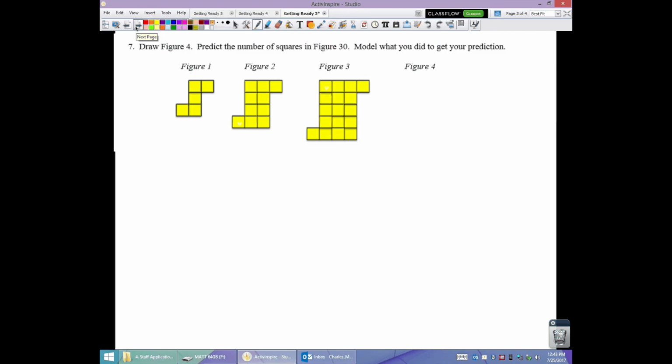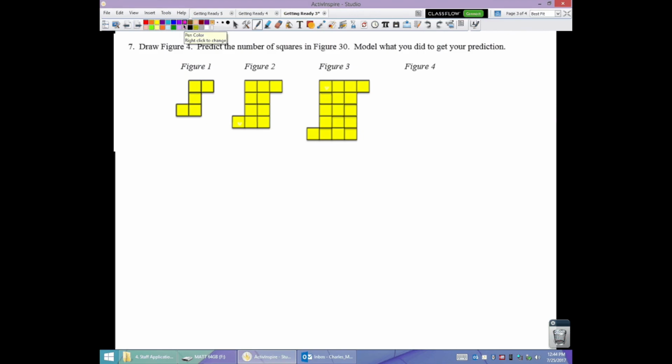Okay, number 7. We are to predict the number of squares in figure 30. Well, we're only up to figure 4. Okay, I'm sorry, we have to draw figure 4 and then predict the number in figure 30. Model what we did to get that. So that's show me your work.